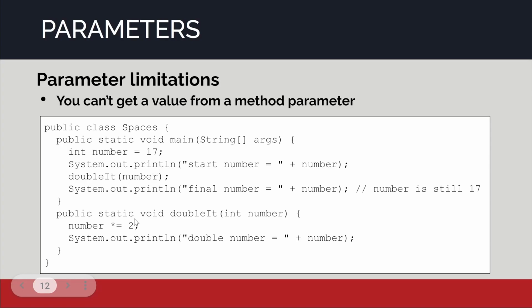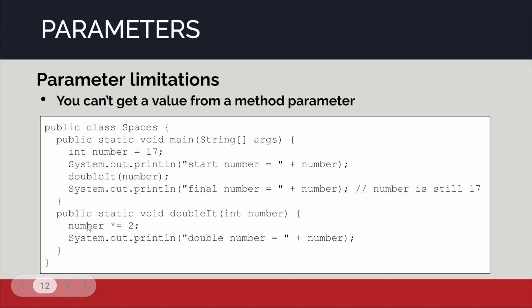And let's look inside the body of double it. We just take the number and we execute this line, and this line here, we've seen this operator before, the times equals. That just means that it's going to take the number, multiply it by 2, and then reassign it to that variable. So after this line executes, whatever we've passed in is going to be doubled. So if the number is 17, then number should be 34 after this line executes.